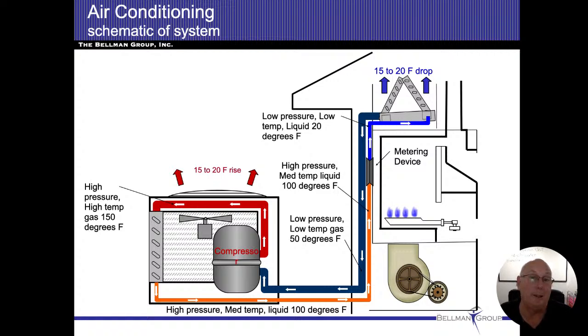We're going to pass it through our indoor coil. We're going to absorb heat from the inside. As we're absorbing heat, we're going to change from a liquid to a gas. It goes in as a liquid, comes out as a gas. So as it comes out as a gas, it's going to be still low pressure. It's going to be roughly that medium temperature again. So low pressure, here it's saying low temperature, but roughly 50 degrees, and it's still going to be a gas. We go into our compressor, we pressurize it, we heat it up again, and the cycle keeps going on and on.